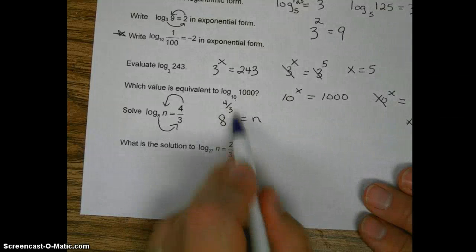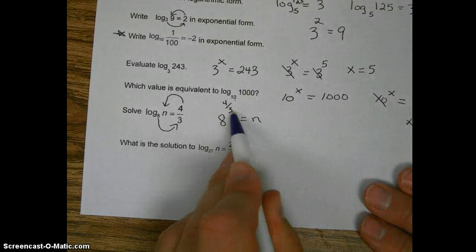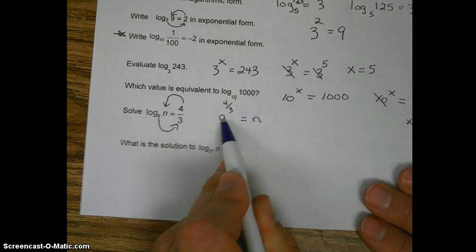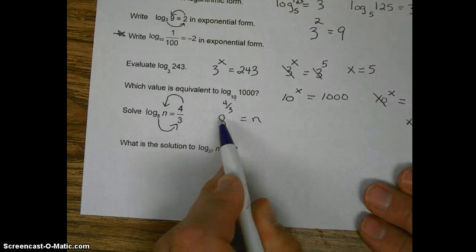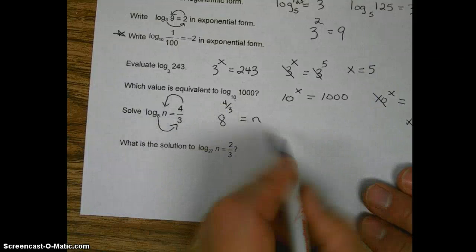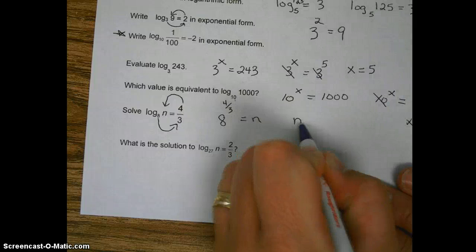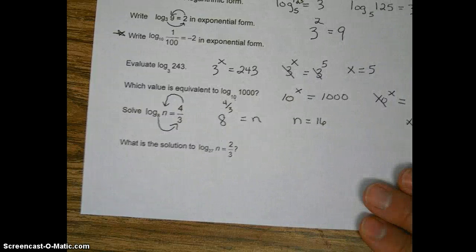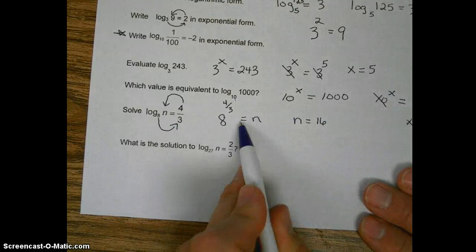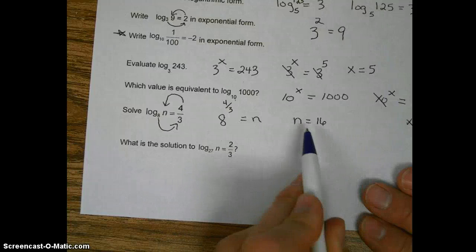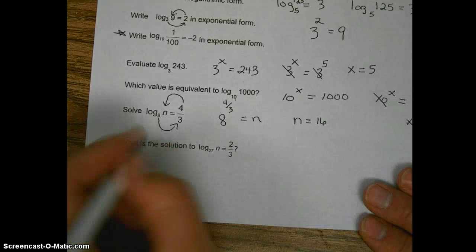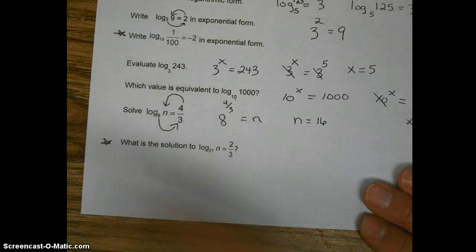So we don't need a calculator for this. The cube root of 8 is 2. 2 times 2 times 2. And 2 to the 4th power is, well, 16. So n is 16. To solve a logarithm, you need to write it as an exponential function and then solve that equation. Okay, so why don't you try this one for me for tomorrow, and I will check these two answers tomorrow.